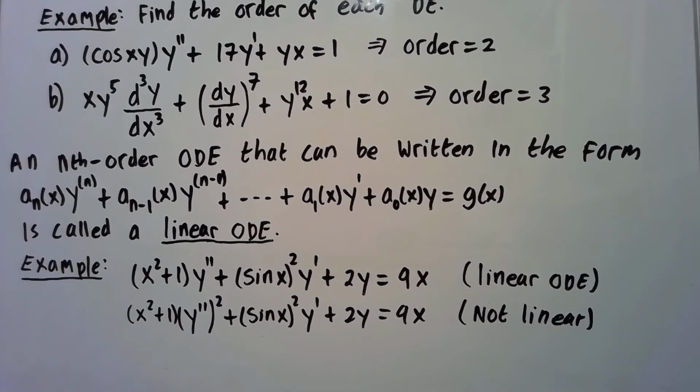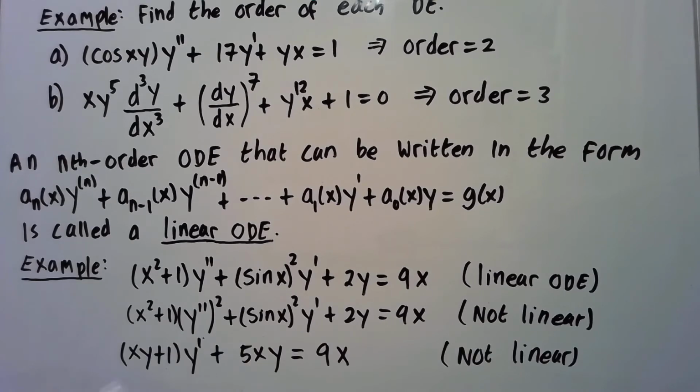Let's look at one more example. In this third example, we have (xy plus 1) y prime. You can see now that xy plus 1 is not a function of x only, it has a y in there also. So that would not satisfy the definition of a linear differential equation, because these coefficients have to be functions of x. It's not a function of only x, so this would not be linear also. Alright, let's keep going now. I'm going to erase some things.